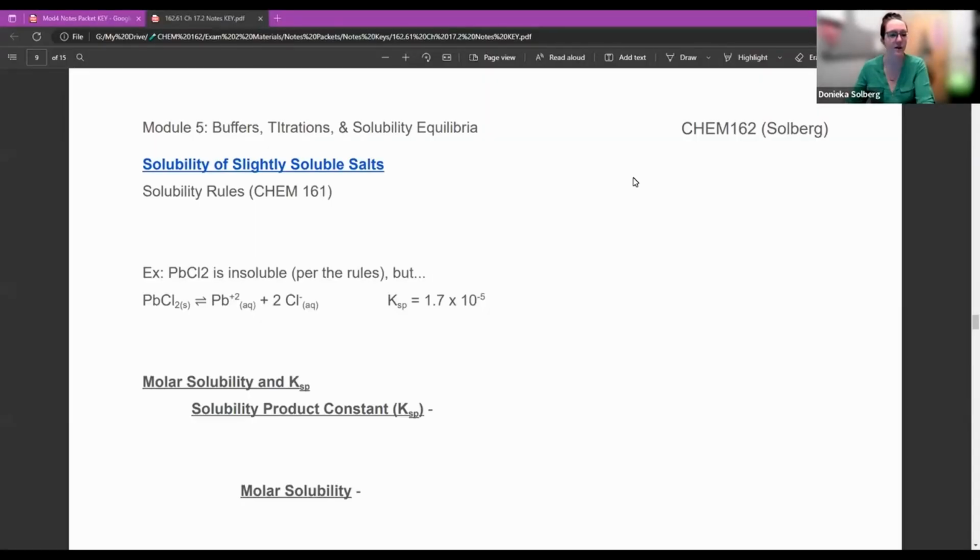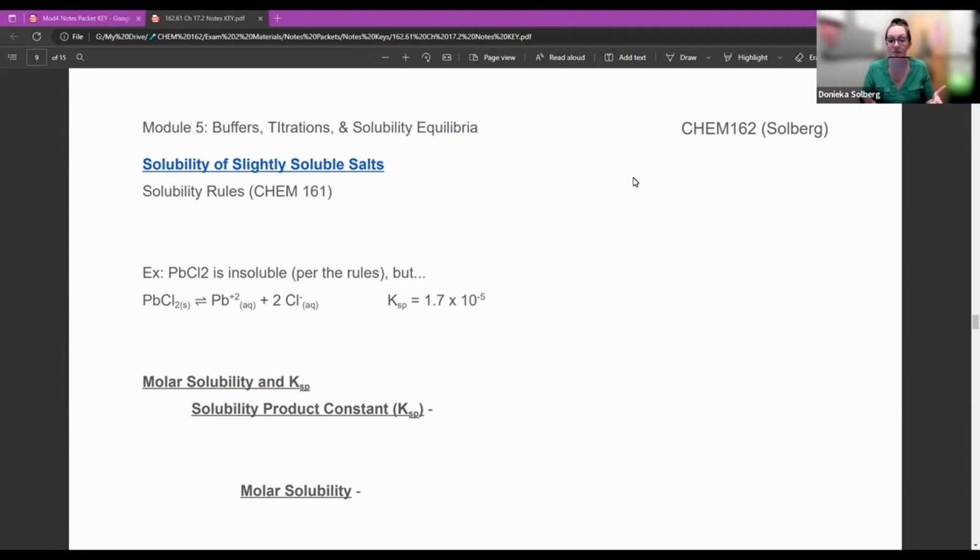Okay, we are talking about slightly soluble salts today. So I'm going to define this for you, because slightly soluble salts might be a little confusing, considering the fact that we usually classify salts as either completely soluble or insoluble, and there's actually some in between there.